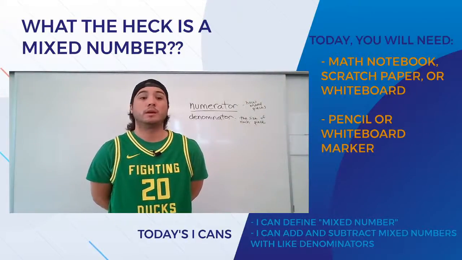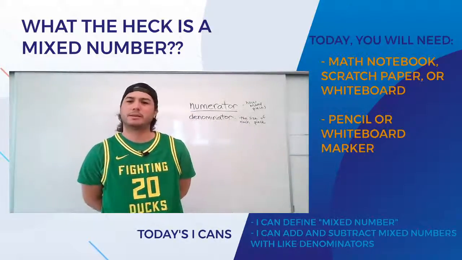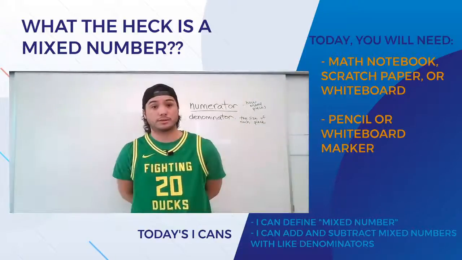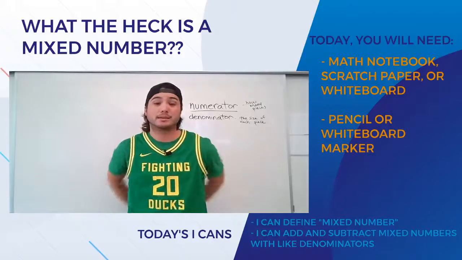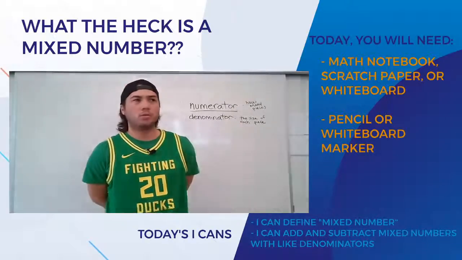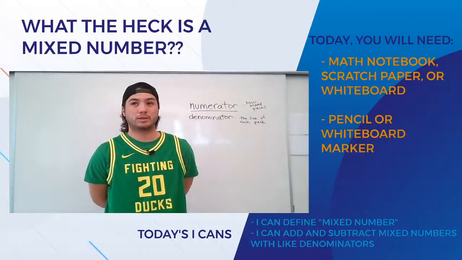So today we're answering this question. What the heck is a mixed number? We've been doing a lot of work around fractions that have a value of greater than 0, but less than 1. But what happens when we go greater than 1 and into the realm where we've got a whole number but also a fraction at the same time? What does that look like?